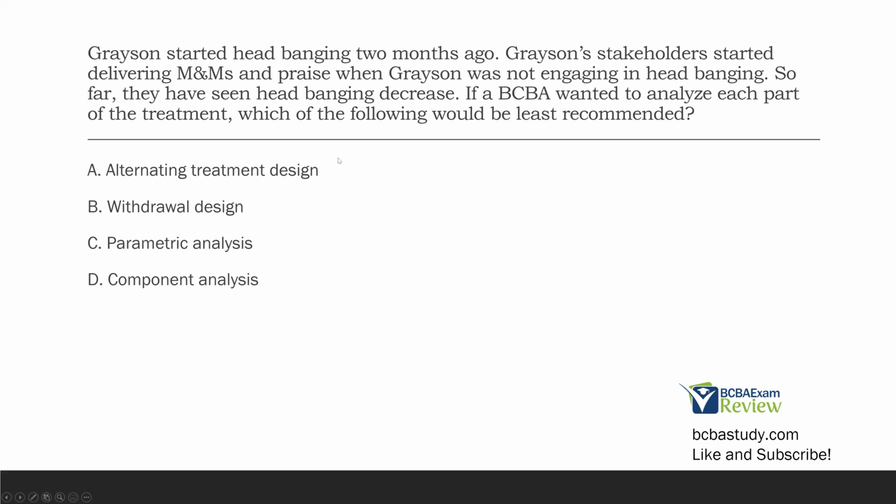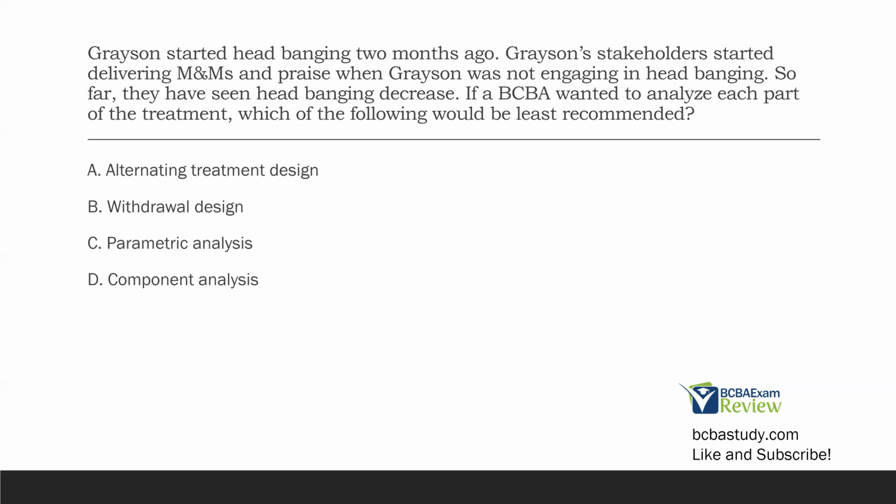Grayson started headbanging 2 months ago. Grayson's stakeholders started delivering M&Ms and praise when Grayson was not engaging in headbanging. So far, they have seen headbanging decrease. If a BCBA wanted to analyze each part of the treatment, which of the following would be least recommended? A lot going on here. A little complicated. Let's think about the question.